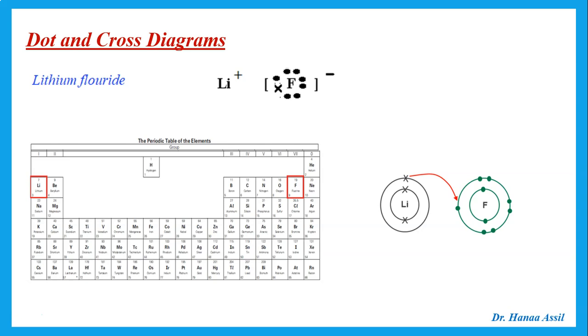Please note that sometimes the examiner specifies the notation. He tells you, for example, fluorine has to be a dot and the electron from lithium has to be an X, or he leaves it for you to decide. So either way, one of them is a dot and the other is an X. Please do not forget the charges. The lithium now has a positive charge and it has lost its outer electron. Fluorine has the 7 outer electrons plus the one it got from lithium, so it has an extra negative charge. So this is my dot and cross diagram for lithium fluoride.